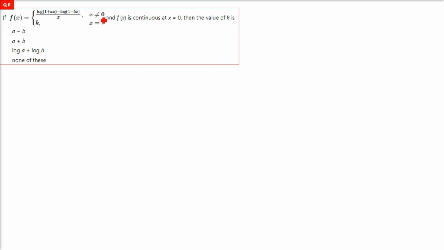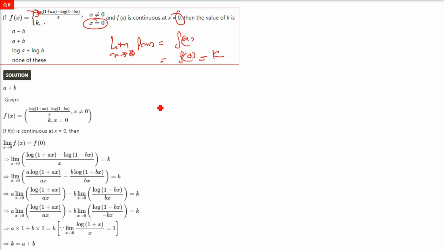Now if f(x) is equal to log(1 plus ax) minus log(1 minus bx) by x when x is not equal to 0, and it is equal to k when x is equal to 0. So limit x tends to a, f(x) is simply equal to f(a). a is 0 in our case. So x tends to 0. For this above function, which is not equal to 0 for x not equal to 0, and k when x equals 0, eventually we'll equate it to k only. We have to find out the limit. This is the only thing you need to keep in your mind.